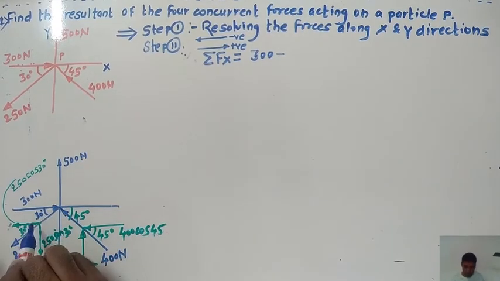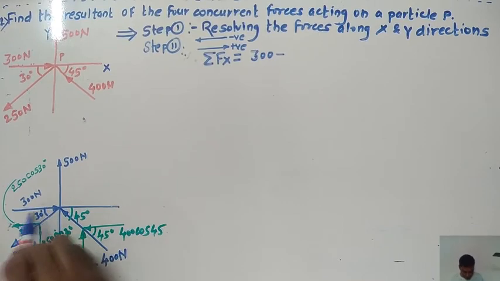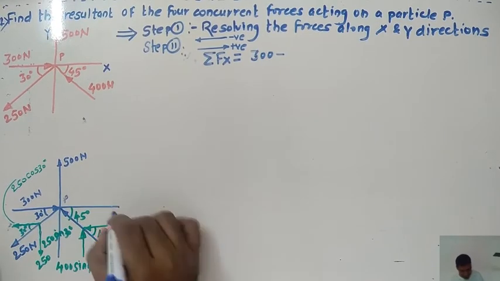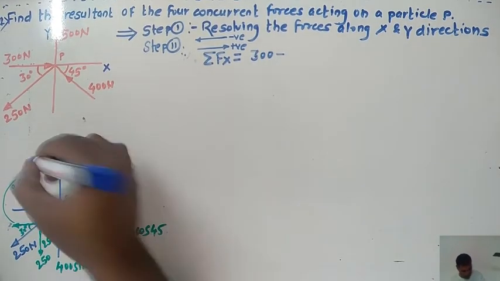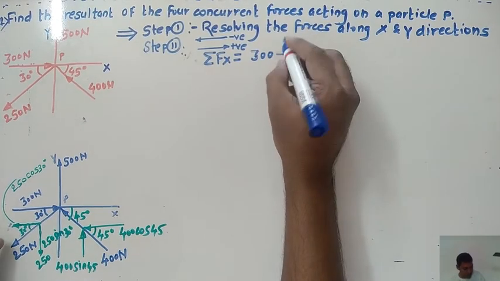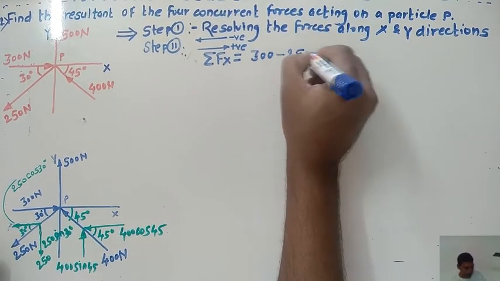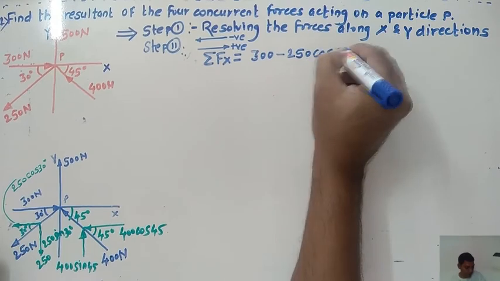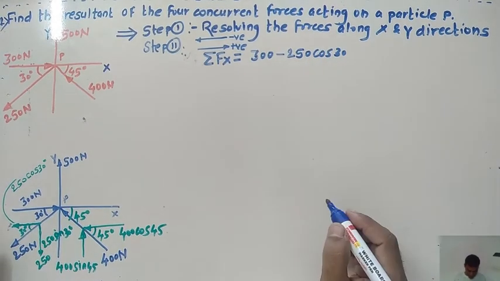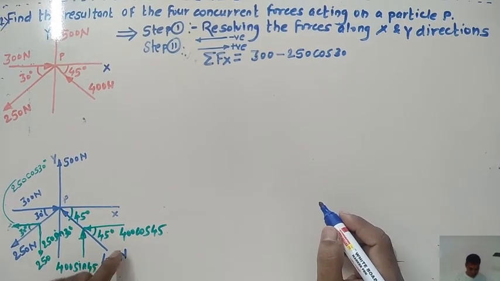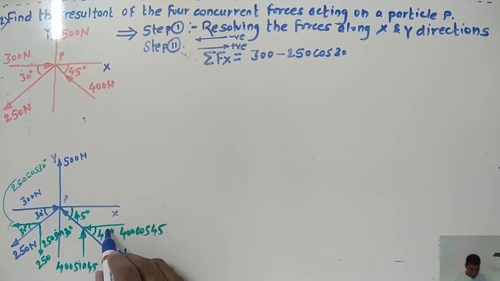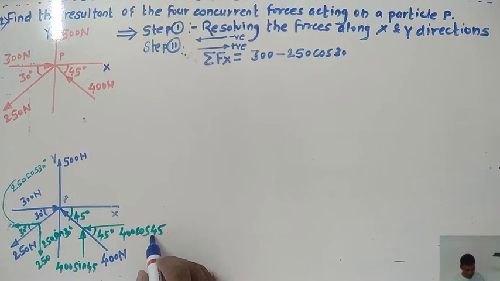Now see the direction of this one, running towards the left side of this x-axis. Means here you should consider the negative sign for this one. What about the magnitude? 250 cos of 30 degrees. Next, this force whose magnitude is 400 cos of 45.